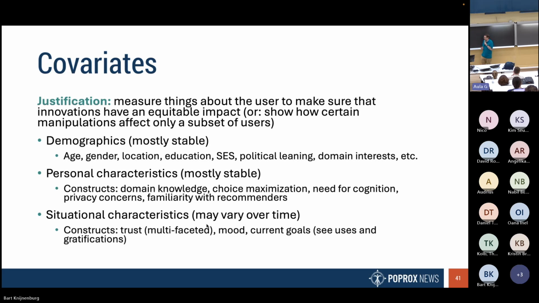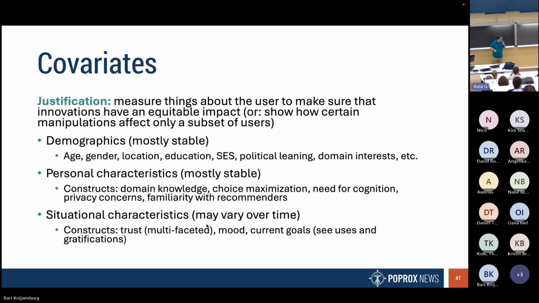Another important element of that is in participant selection, right? A lot of online research is done on Western societies, right? In Europe or in the United States, and we are not really testing whether our systems also work in other countries. So it's important to keep that in mind.